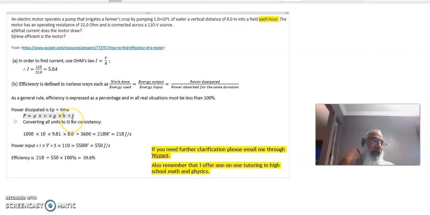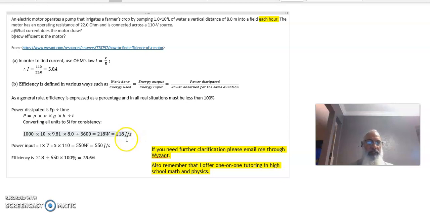Then the time: remember we mark time as 1 hour, because this event occurs every hour. But the SI unit for time is the second, and so we divide by 3600, the number of seconds, and we get power in watts, the SI unit for power. All right, so let's plug the numbers in. You have 1000 times 10 times 9.81 times 8.0, divided by 3600, gives 218 watts, which is the same thing as saying 218 joules per second.